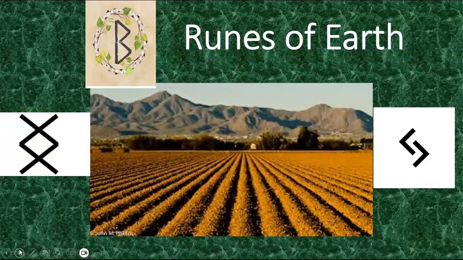Okay, now we're going to talk about runes that can be incorporated into magic using the 4 elements: earth, air, fire, and water. Starting with some of the runes that are most closely tied to earth magic and earth energies, and how they are similar and different from one another.